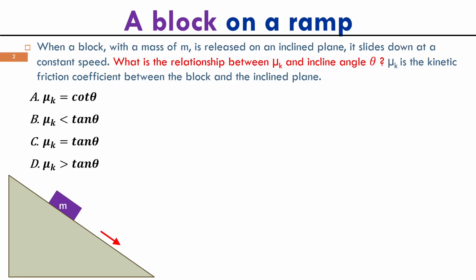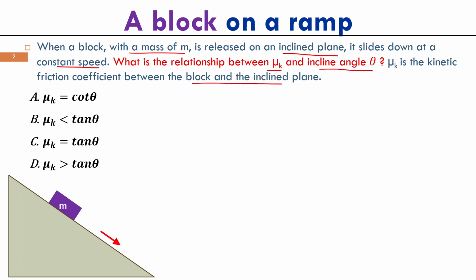So the first question says, when a block with a mass of m is released on an inclined plane, it slides down at a constant speed. What is the relationship between mu k and the incline angle theta? And mu k is the kinetic friction coefficient between the block and the inclined plane.